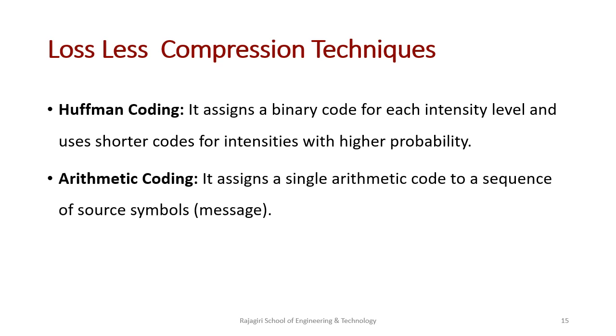Now we will discuss two types of lossless compression techniques, namely Huffman coding and arithmetic coding. In Huffman coding, a binary code is assigned for each intensity level, and it uses shorter codes for intensities with higher probability. Arithmetic coding, on the other hand, assigns a single arithmetic code to a sequence of source symbols.